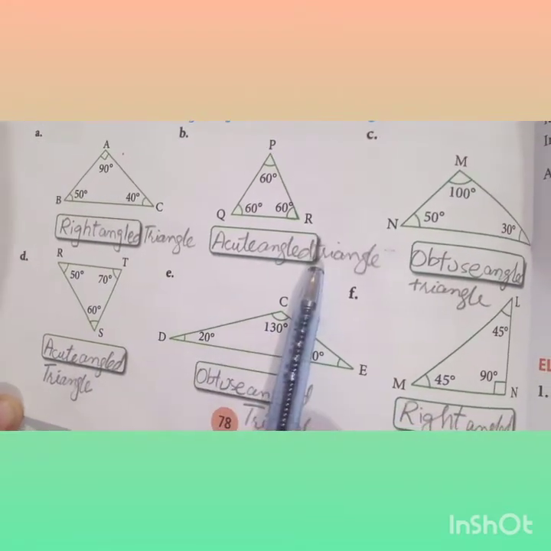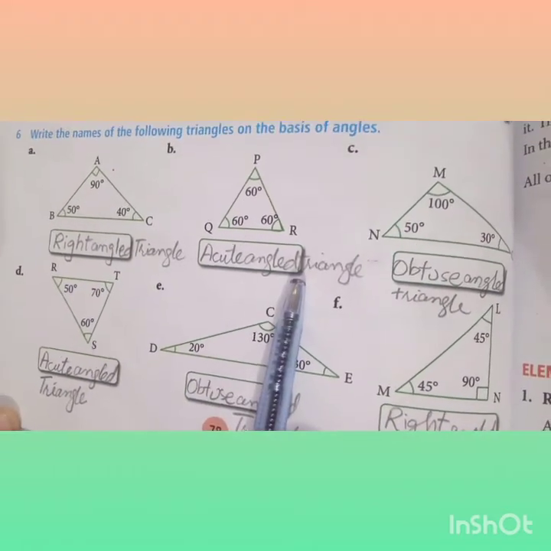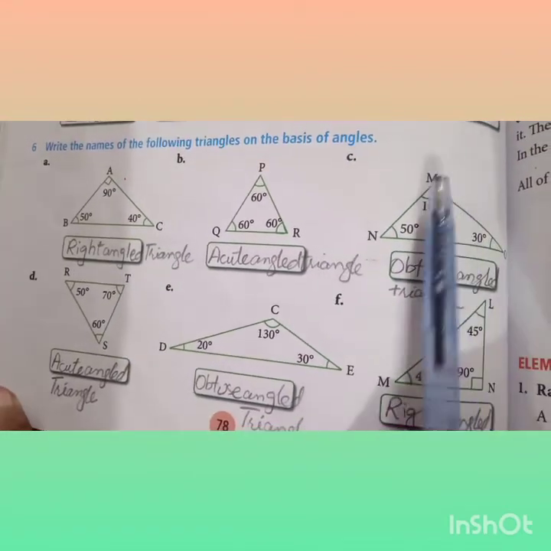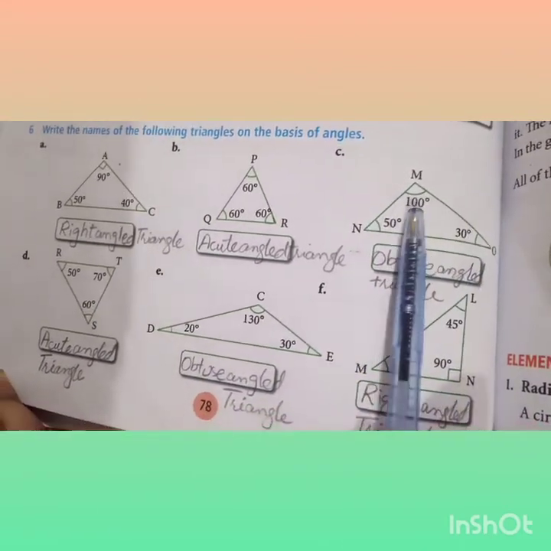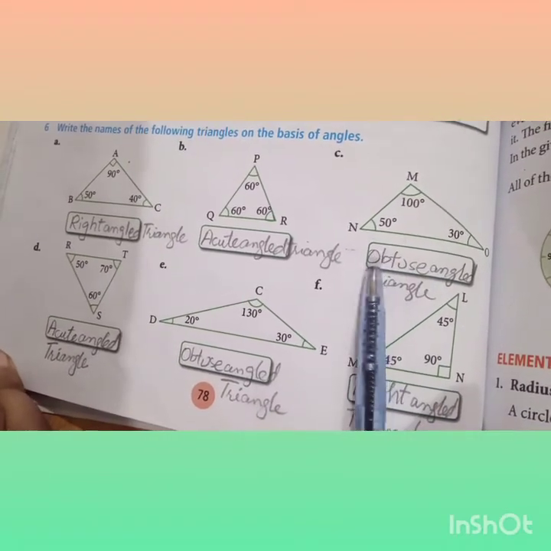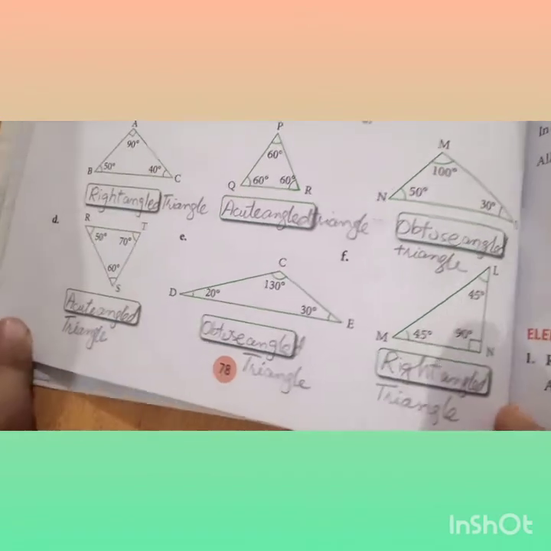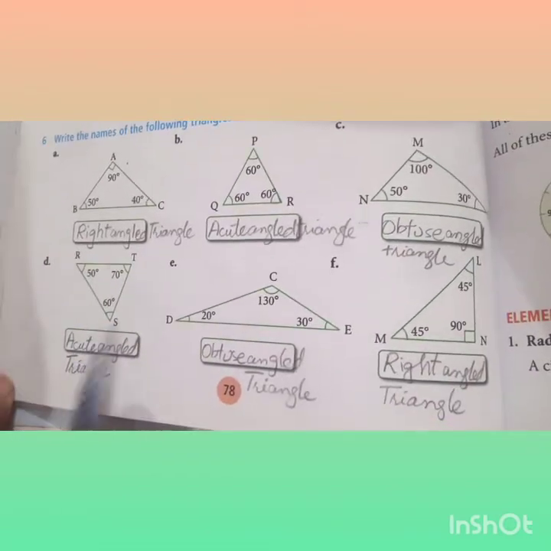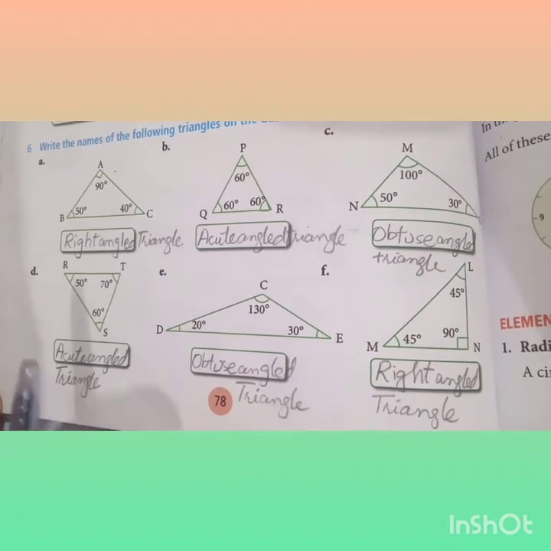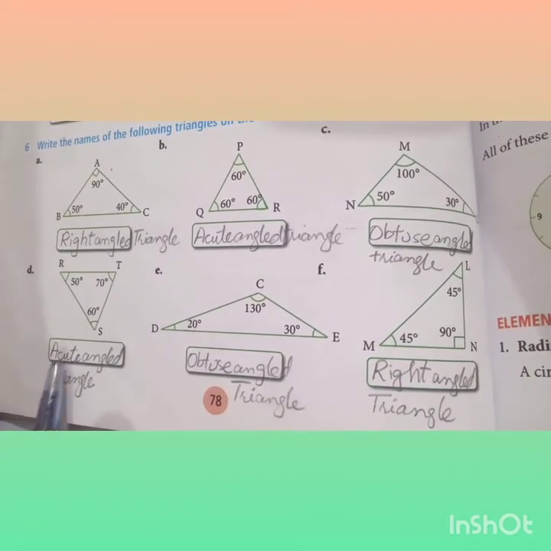B is acute angle triangle. Acute angles are those angles that are less than 90 degrees. C is M, N and O. It can be greater than 90 degrees but less than 180 degrees, known as obtuse angle triangle. And other is acute angle triangle. It is less than 90 degrees. So we know acute angle triangle.